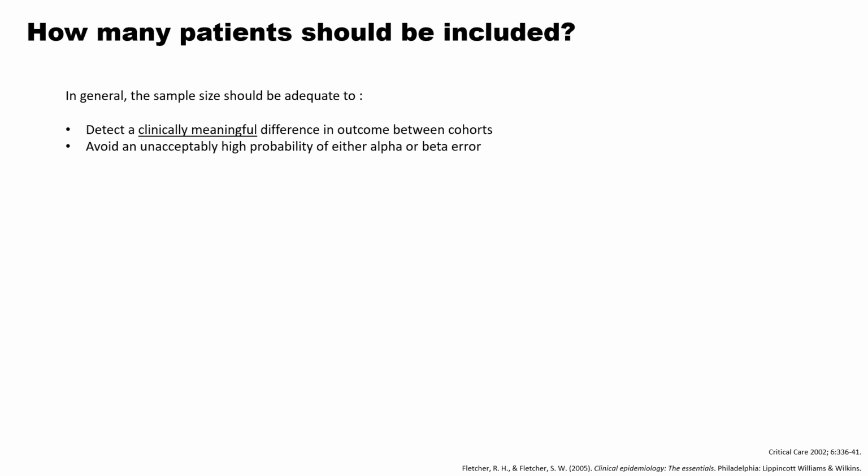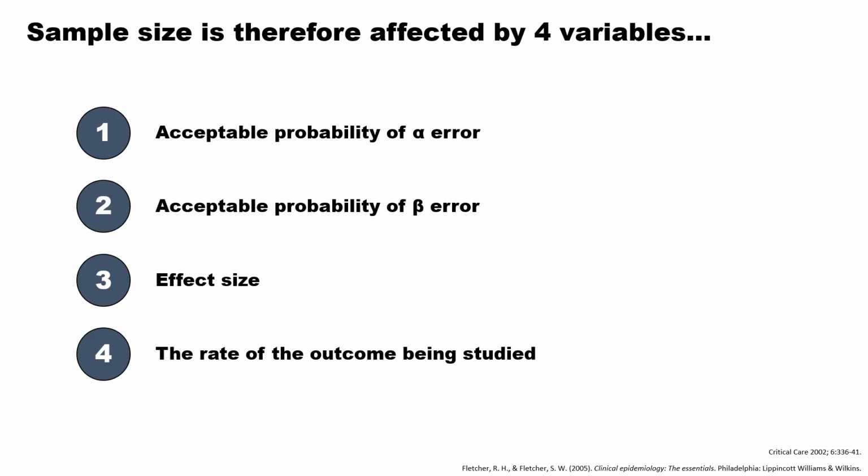As we go through this next section, keep in mind that the outcome we're talking about is the primary outcome. When we're considering sample size and power, which we'll talk about momentarily, these are designed on the basis of your primary outcome. And so secondary outcomes don't necessarily have the same characteristics in their comparison. Sample size is therefore affected by 4 variables. These are the acceptable probability of alpha error, the acceptable probability of beta error, the effect size, and the rate of the outcome being studied.